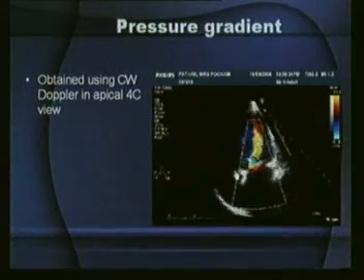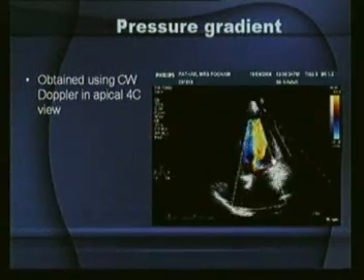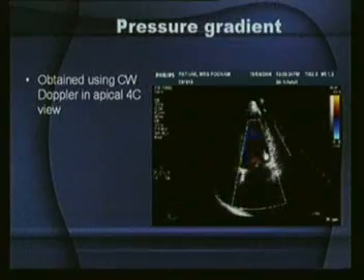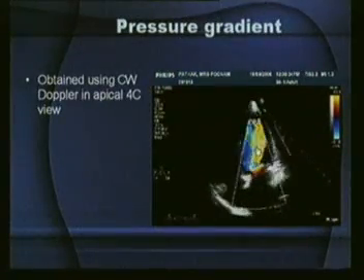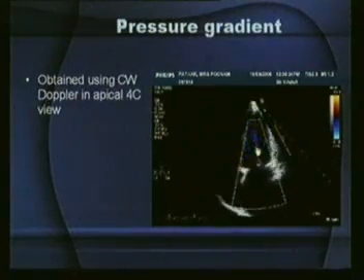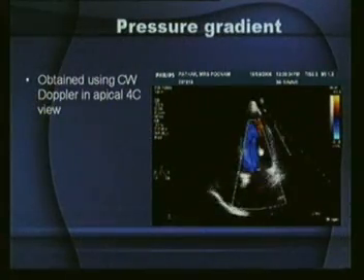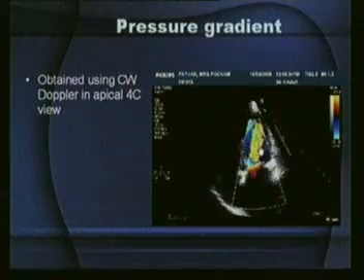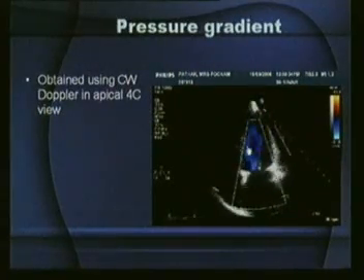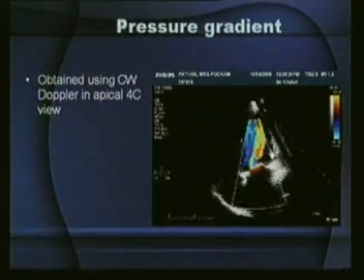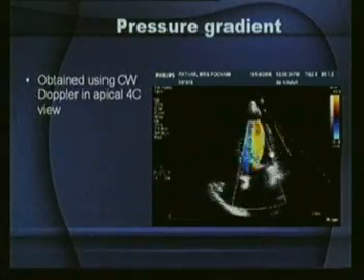Why should we do color Doppler? We can just put a continuous wave Doppler here and we'll get the gradient. Well, the color Doppler helps you in several ways. For aligning your continuous wave Doppler beam, it is extremely important. Otherwise, you may align the beam here or align the beam here, and yet you will not know whether this is the true gradient or not.